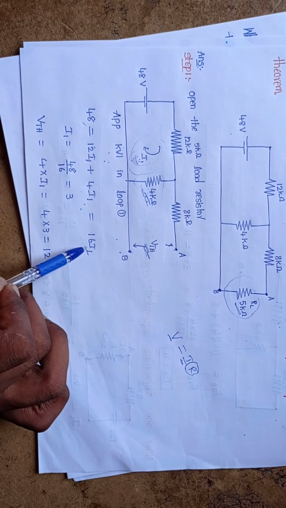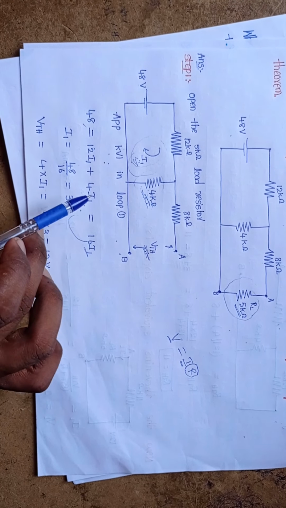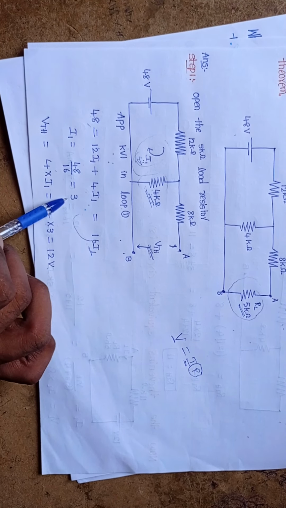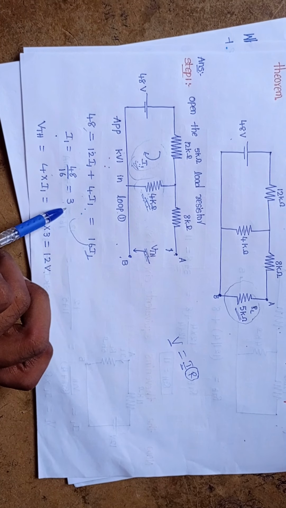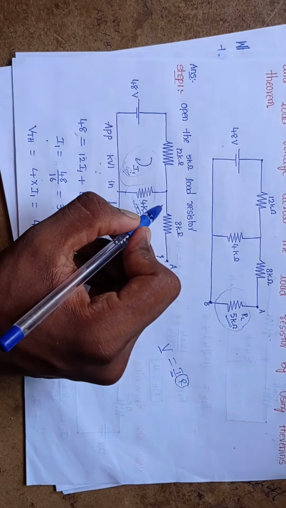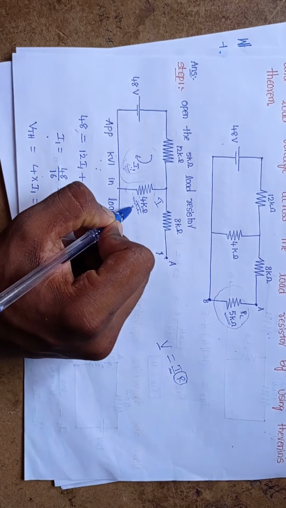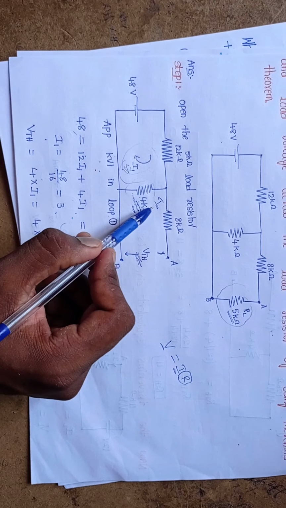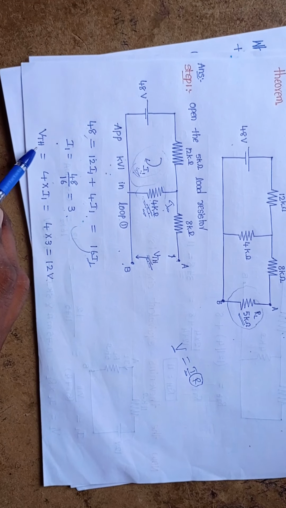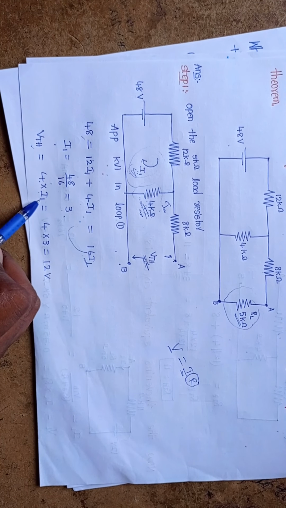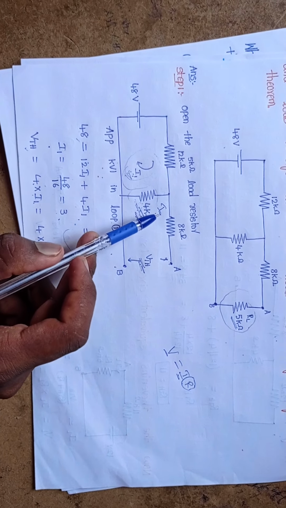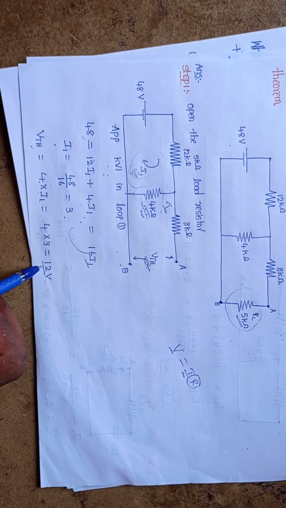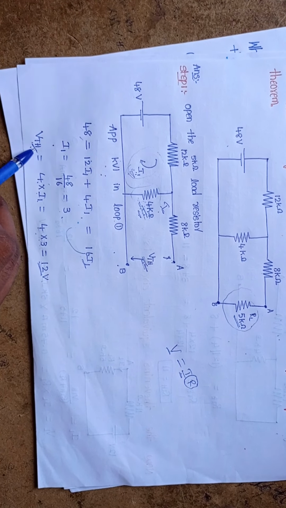Here we need the I1 value. That's why the 16 will go this side. This side is already 48 is there. That is 48 by 16 equal to 3. I1 value is 3. Now we have I and R both. We simply find the VTH by multiplying the I1 and 4 kilo ohms. VTH equal to 4 into I1. 4 means this 4 kilo ohms resistance into I1, which is 3. 4 into 3 equal to 12 volts. VTH equal to 12 volts.